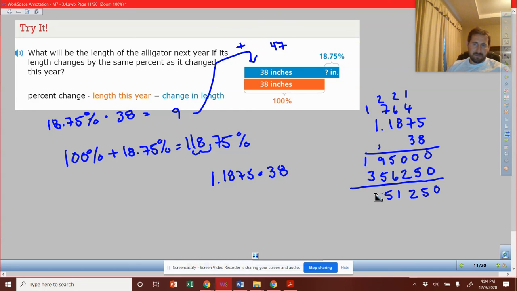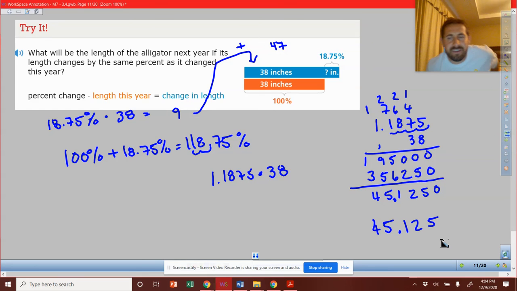15, and 4. We have to move our decimal 4 places: 1, 2, 3, 4. That new alligator is going to be 45.1875, which I believe is 45 and 1/8. 45 inches and 1/8 of an inch is how big that alligator will be. He's growing fast. Stay away from him.